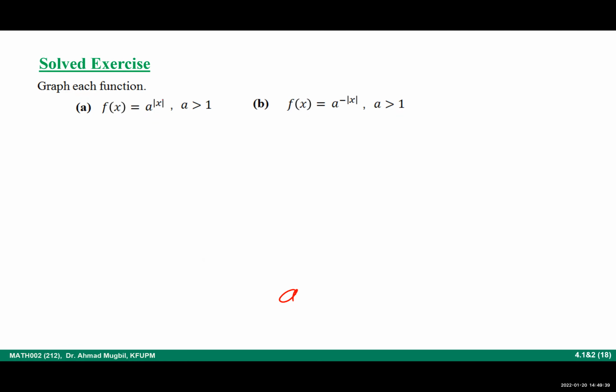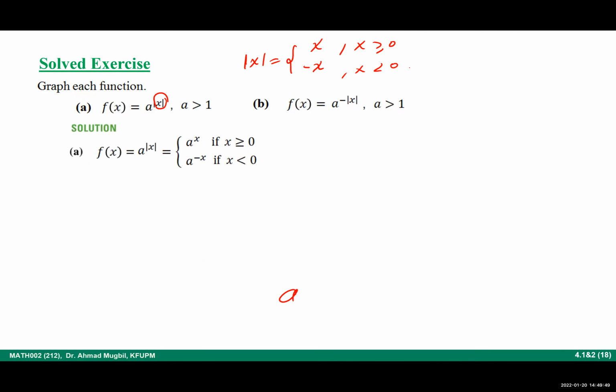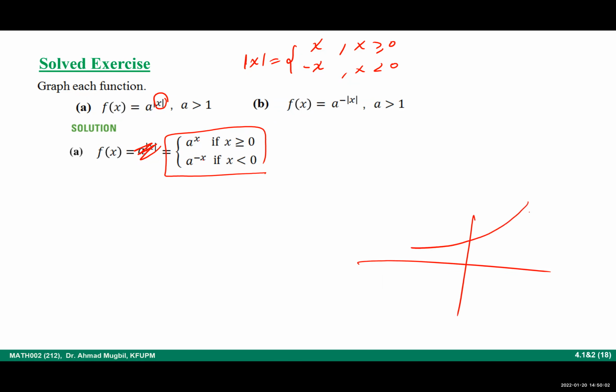All you need to do is ask yourself, what is the absolute value of x? The absolute value of x is either x or negative x. It is x if x is non-negative. It is negative x if x is negative. Use this fact here. So the absolute value of x will be x or negative x. Now, forget about this, just focus on this. You will sketch the graph of a to the power x, here it is. This is a to the power x, and this is a to the power negative x, right?